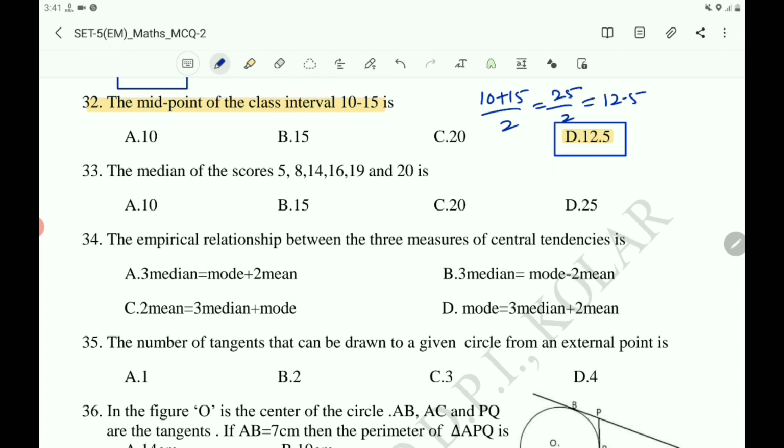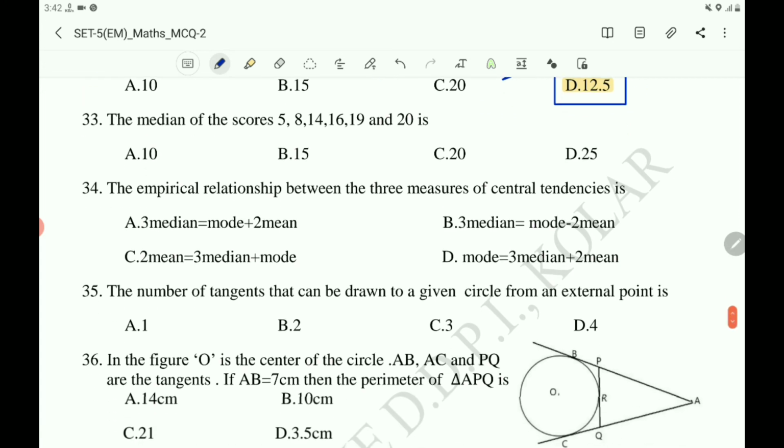You must know the method of finding the midpoint of the class interval, which is also called class mark. Class mark is nothing but the midpoint. And how will you get the midpoint or class mark? Add these two, and that sum is to be divided by 2. That is the average of these two. You will get the midpoint or the class mark. Next, you take question number 33.